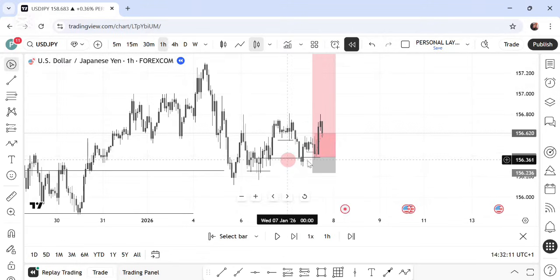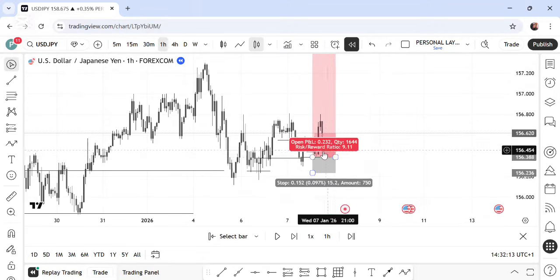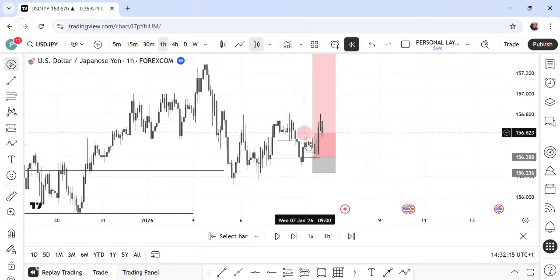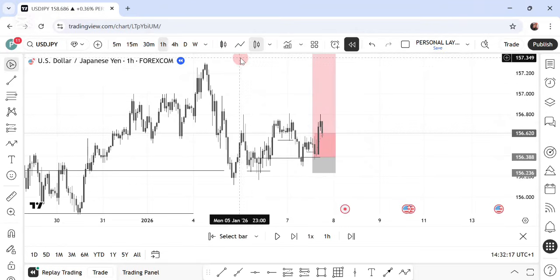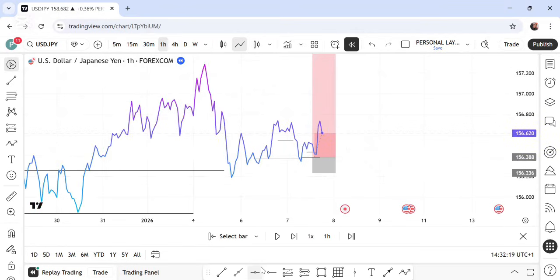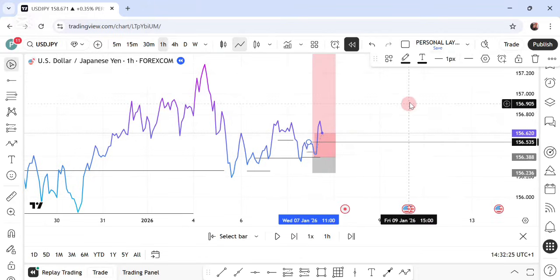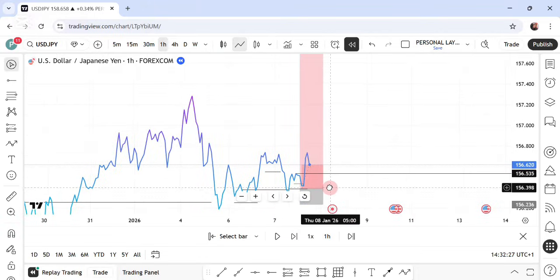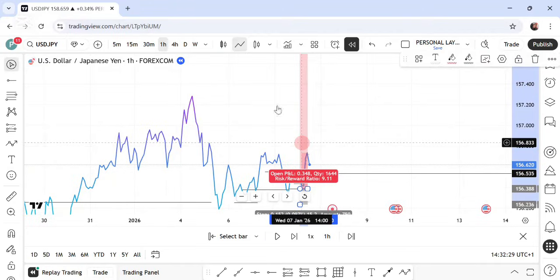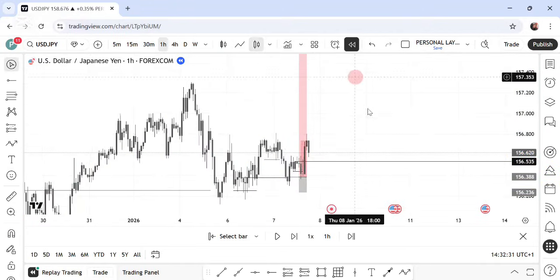So in a scenario like this, now after getting this tap, basically there's a break here, right? There's a break here. I might decide, let me switch to a line chart and see. So I can just have this here as my new area where I might be expecting a re-entry from. So let me just shift this, right?